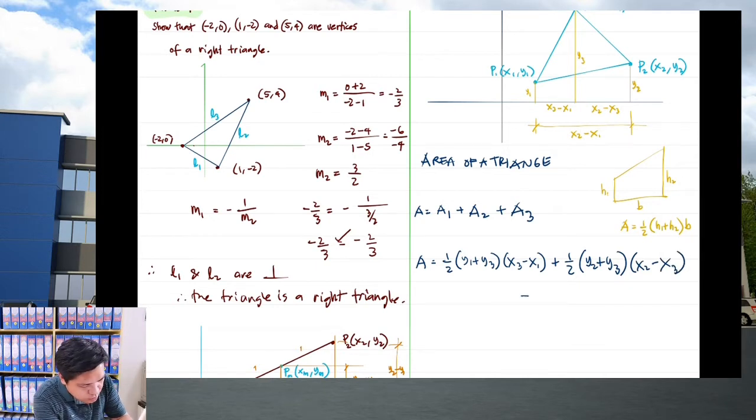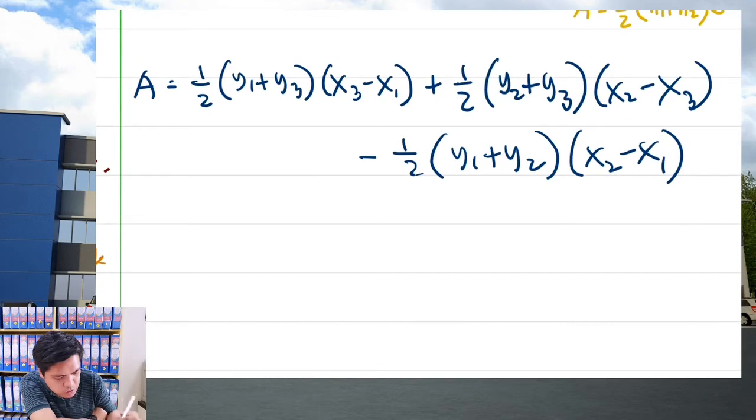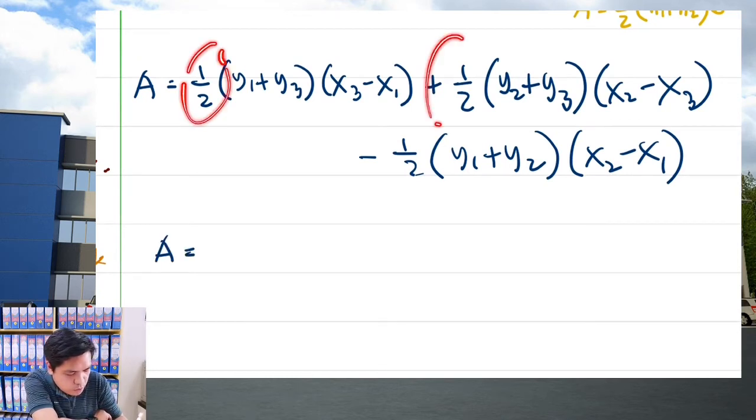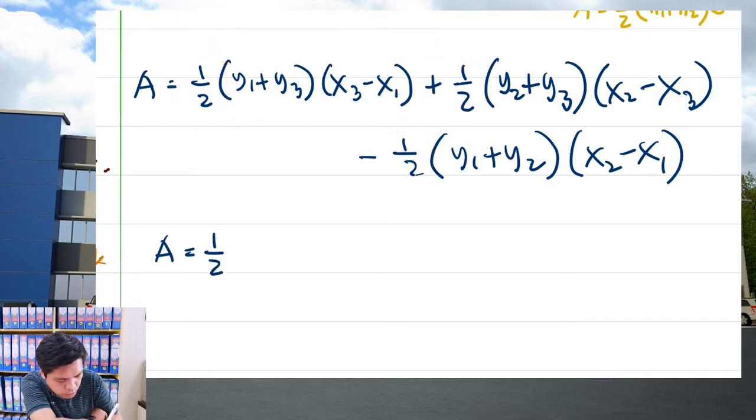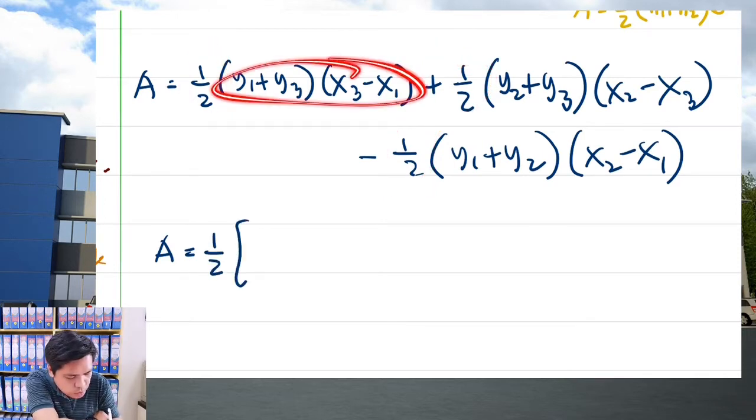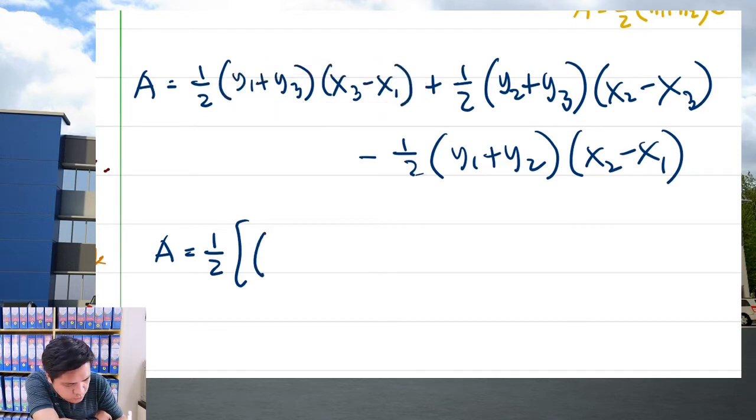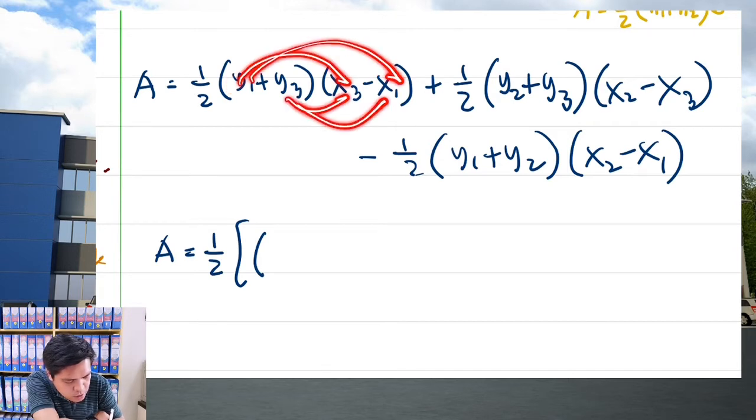Then, subtract that with 1/2 y1 plus y2 times x2 minus x1. We'll just simplify this. That would be area. We'll factor out 1/2. Common siya sa tatlo. So let's factor out 1/2. Then we multiply this or expand this by using, of course, FOIL. So by using FOIL, we'll have this, this, then this, this, then this.